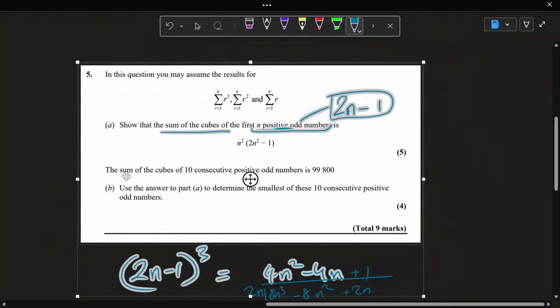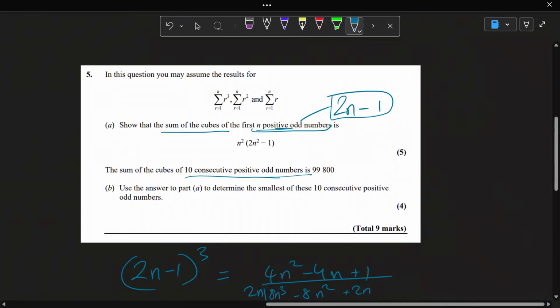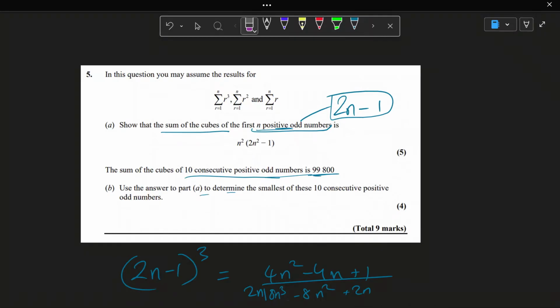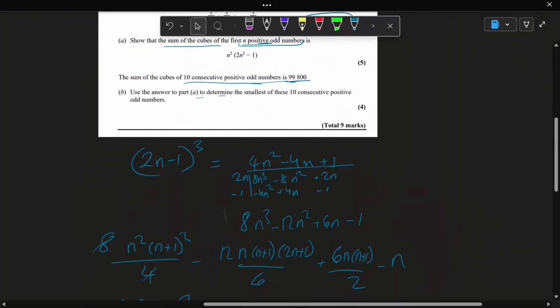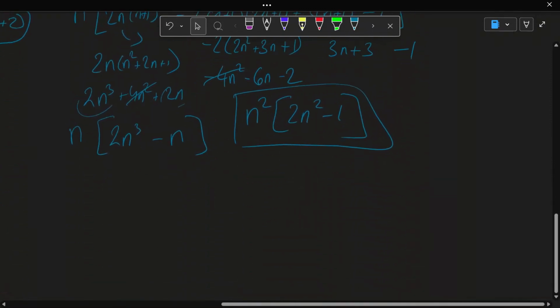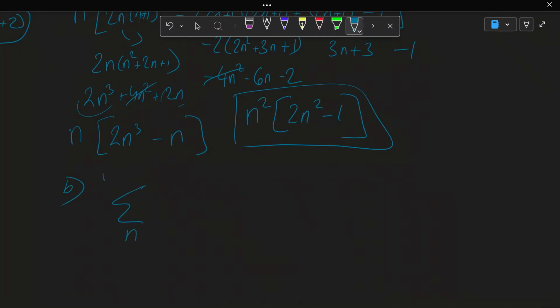Okay, part B of this question says, the sum of the cubes of 10 consecutive positive odd numbers is this. So I want to determine the smallest of these 10 consecutive positive odd numbers. Okay, so this question, despite it being worth 1 less mark, is a lot more painful, a lot more tedious algebra. So it says 10 consecutive numbers, right? So I think we can start by saying it could be n plus 9. Yeah, so that will make the 10 consecutive integers. This is just the sum up to n plus 9 minus the sum up to n minus 1. So we're only finding the sum from n to n plus 9.